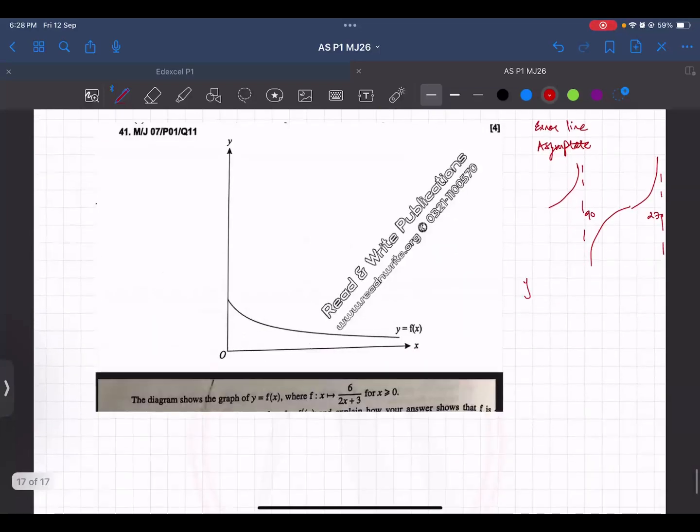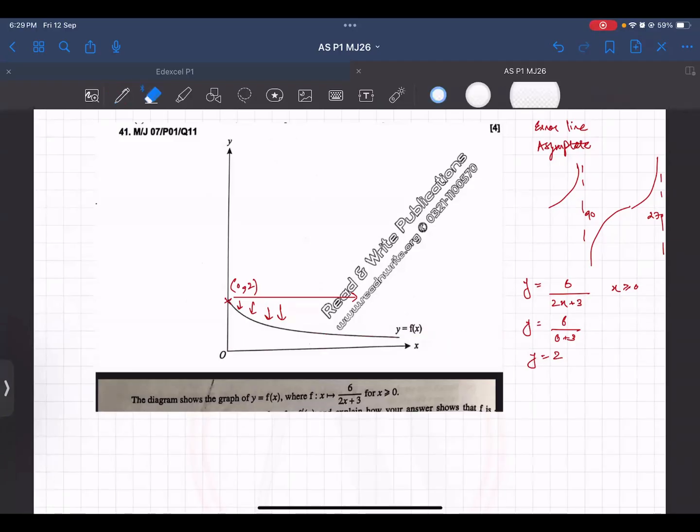The function they plotted for you is 6 upon 2x plus 3, for x greater than 0. You can see this is x value 0. What is the value of y over here? 6 upon 0 plus 3, which would be 2. So (0, 2). Your function is all to the right side of 0, as they told you x is greater than 0. You can see that the function is going down, so the y values are less than 2, and then the function slowly becomes parallel, horizontal.